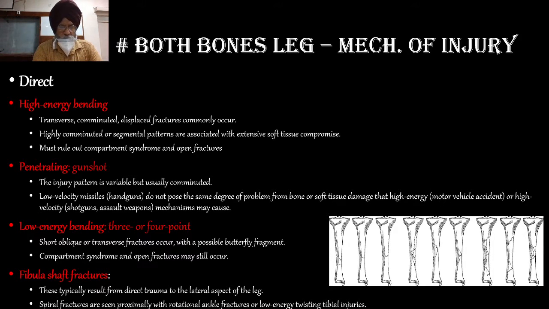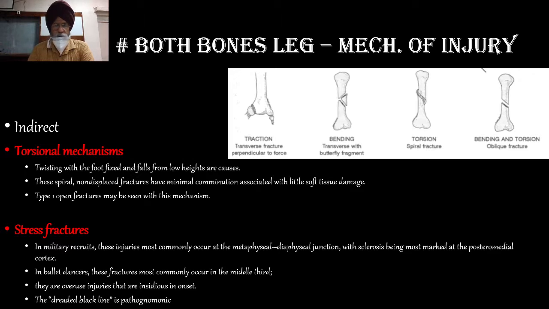Low energy bending, 3 or 4 points: short oblique or transverse fractures occur with a possible butterfly fragment. Fibula shaft fractures typically result from direct trauma to the lateral aspect of the leg, and spiral fractures are seen proximally with rotational ankle fractures or low energy twisting tibial injuries.